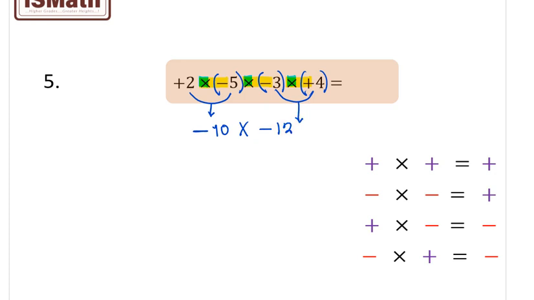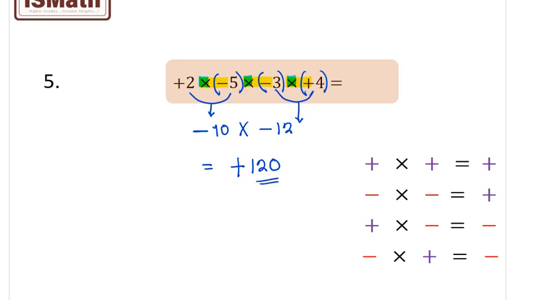Now we are faced with two signed numbers that are both negative. So we can still apply the same rule where same signs give us plus. So my result is going to be a positive number. So we have 10 times 12. After we do minus times minus, we have plus, and then 10 times 12 will give you 120. So the answer here is 120.